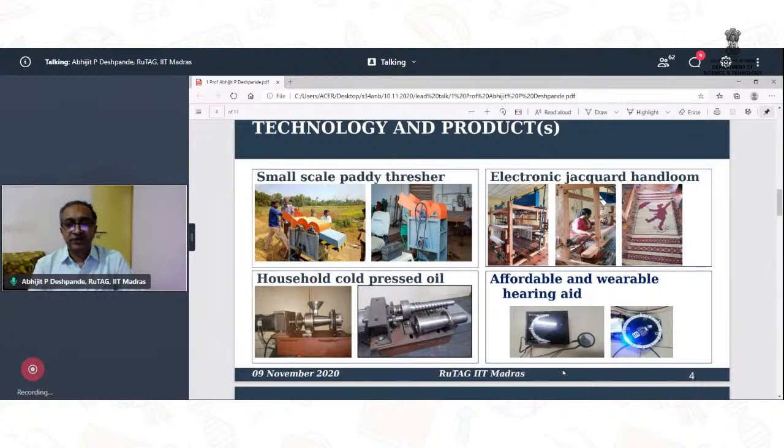The electronic Jacquard handloom can now give us the capability of doing very detailed designs, like the rightmost photograph that you see.